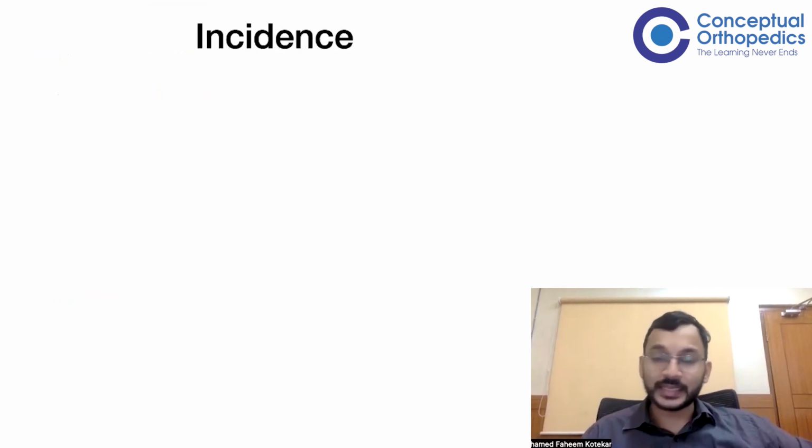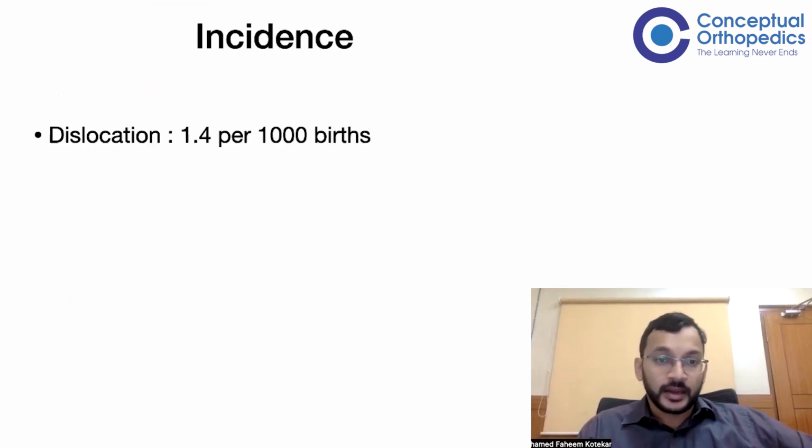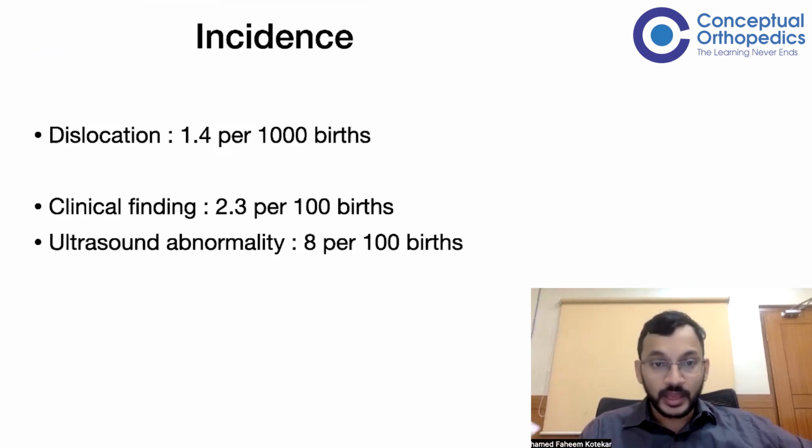Now coming to the incidence of DDH. A pure dislocation, where there is no articular congruity between the femoral head and the acetabulum, has an incidence of 1.4 per 1,000 births. However, clinical findings, that means having the Ortolani and Barlow positive or an ultrasound abnormality, which can be found out with the Graf classification, the incidence is much more common. It is 2.3 per 100 births.